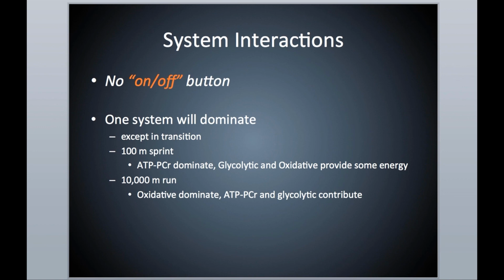So maybe that 20 to 30 second range, the ATP PCR system is starting to run out of providing enough ATP, but then the anaerobic glycolysis or glycolytic system is providing a good portion of it as well.